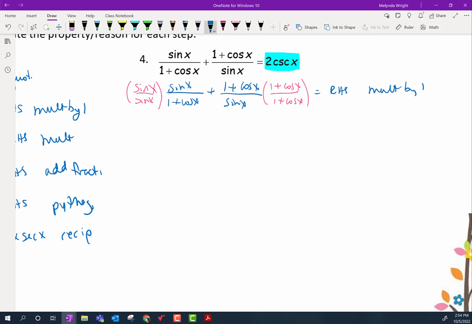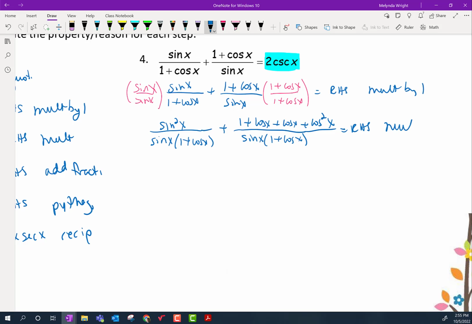So we'll call this multiply by 1. I'm not going to actually multiply the denominators together. I'm going to leave them separate just in case something turns up fun that I can do with them. But I certainly am going to have to multiply the numerators together. So sine times sine is sine squared over sine times 1 plus cosine. And 1 plus cosine times 1 plus cosine, that's foiling. I hope we remember that. So that would be 1 plus cosine plus cosine plus cosine squared. And we're going to leave the denominator factored. Let's not distribute yet.